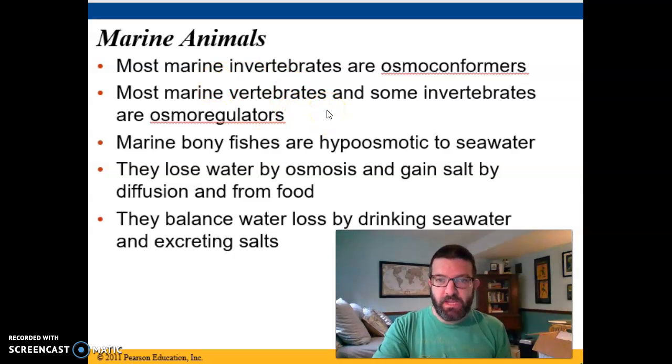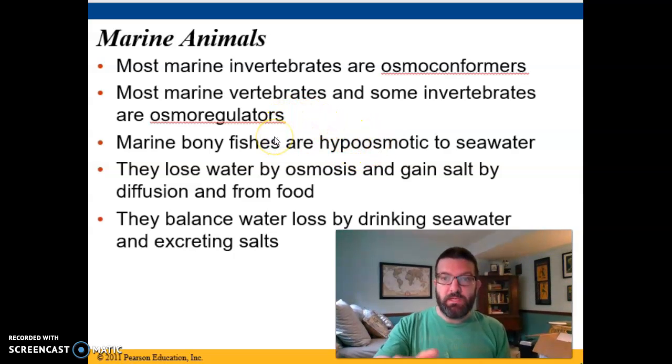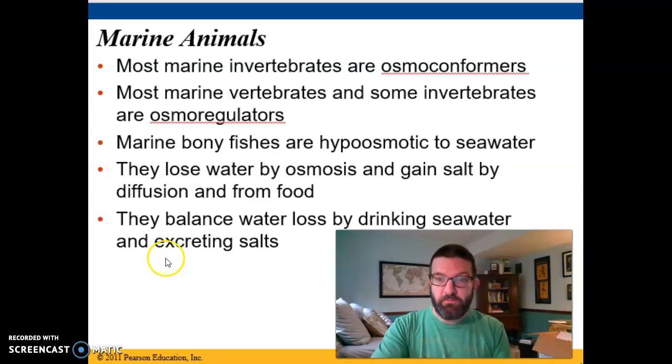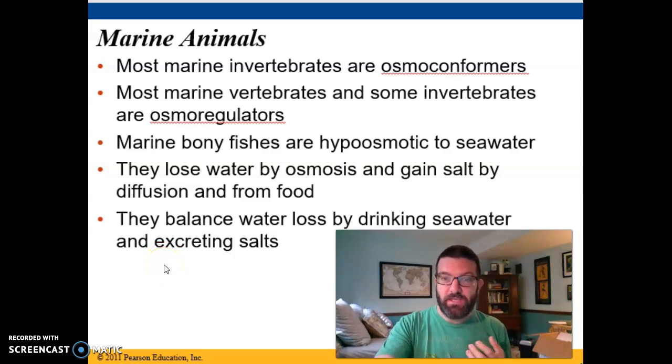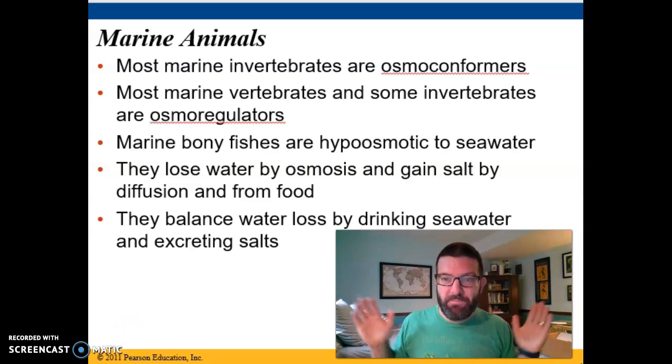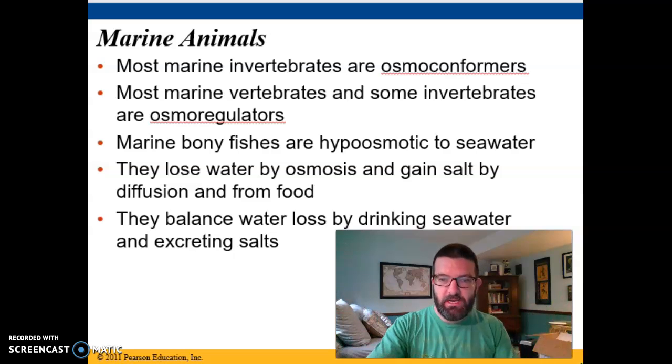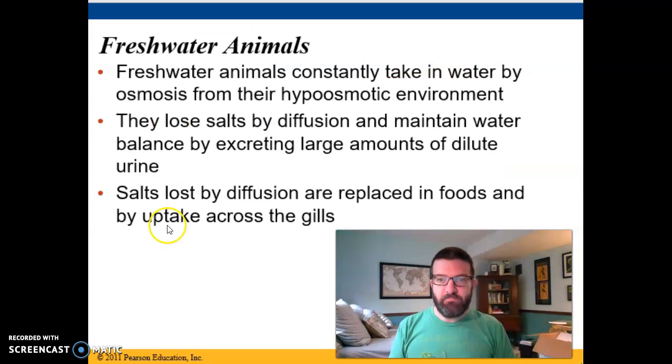Vertebrates in the ocean, and some invertebrates, and everything not in the ocean tends to be an osmoregulator. Marine bony fishes tend to be hypoosmotic to seawater, which means they are going to lose water to the sea, and they're going to gain salt through osmosis and from food. And so they're going to have to balance that by drinking seawater and excreting salts, using energy to do those two things. So bringing in seawater and then pumping out the salts to maintain their consistent osmolarity.